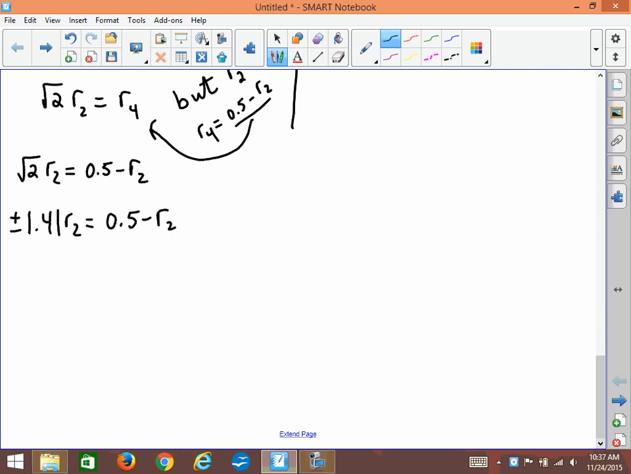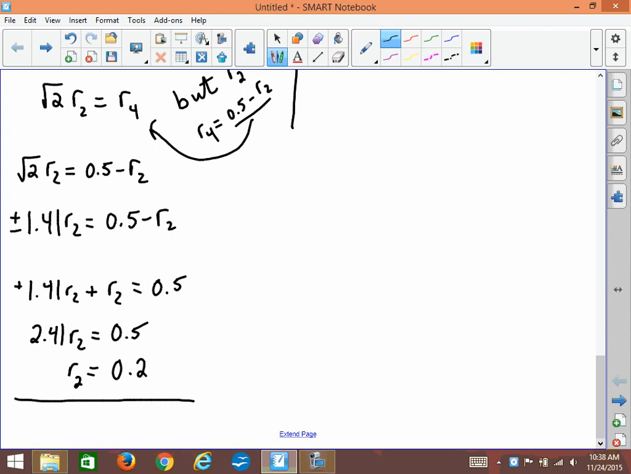If I use the positive value, then I'm going to group my like terms, and I'm going to have plus 1.41 R2, and then add another R2 because I'm moving it to the other side, and that'll equal 0.5. Right? So this will be 2.41 R2 equals 0.5. And then by division, I get that R2 is equal to 0.5 divided by 2.41, which comes out to 0.2-ish.